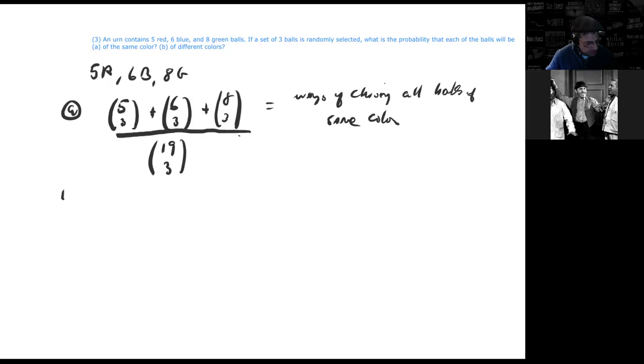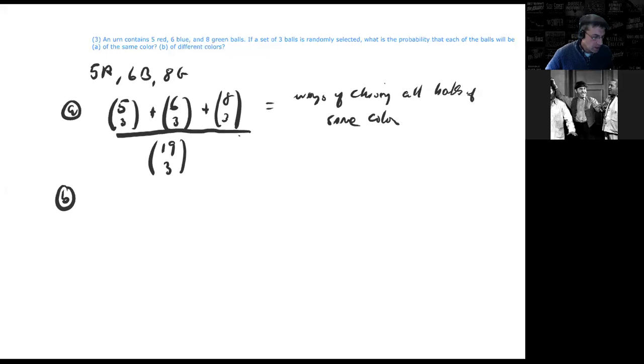In part B, what about different colors? Well, let's think this through. Suppose we first choose a red ball, then a blue ball, then a green ball, in that order, right? So how many ways are there first to choose a red ball? We would choose 1 out of 5 choices.